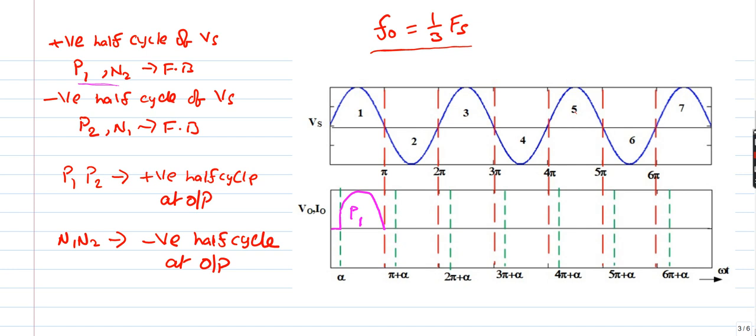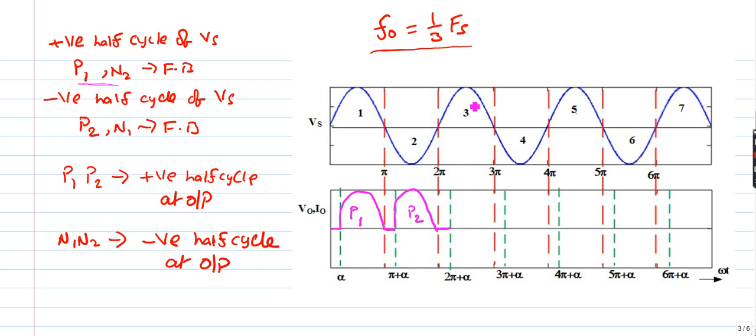Pi to pi plus alpha, no switch will be in conduction. Now in the source I am having negative half cycle, but I require positive half cycle in the output. So during negative half cycle of the supply voltage, P2 and N1 are in forward blocking, but I require positive half cycle, so triggering pulse has to be given to P2, so that I'll get positive half cycle. Now at 2 pi, P2 goes to off state as reverse voltage is applied and current drops below the holding current for P2. Now 2 pi to 2 pi plus alpha, no switch will be in conduction.